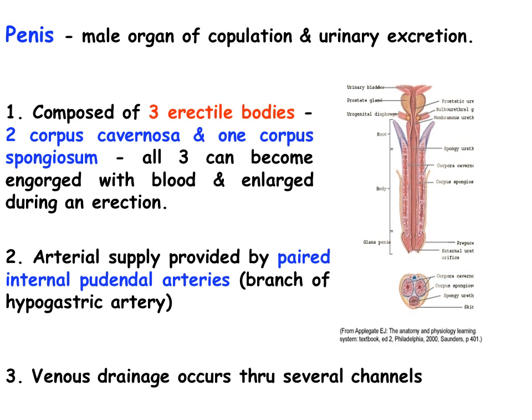Penis, of course, is the male organ of copulation and urinary excretion. It has three erectile bodies, two what they refer to as corpus cavernosa and one corpus spongiosum. All three of them become engorged with blood and enlarged during an erection. And the arterial blood supply is provided now by the paired internal pudendal arteries, both, of course, branching off of the hypogastric artery. Venous drainage, then, which is very important, will occur through several channels.